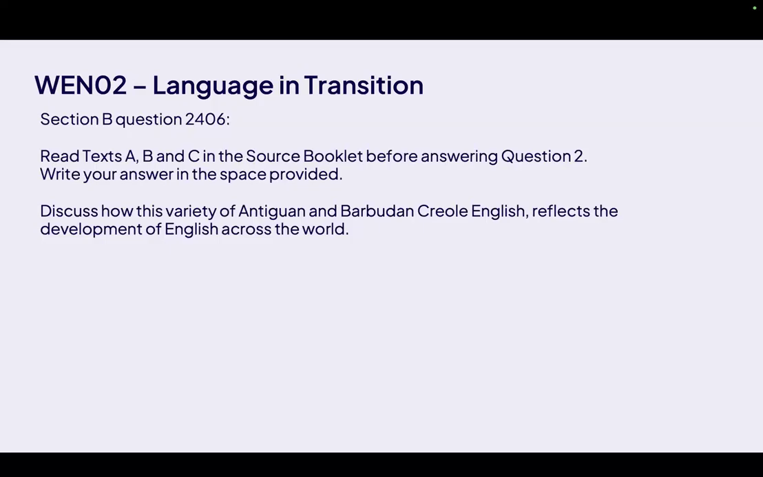And here what the candidates have to do is read those texts again, A, B, and C, and make sure they know them before answering question 2. So obviously they've read them for question 1. So this is just revisiting them, reminding themselves. And the question is, discuss how this variety of Antiguan and Barbudan Creole English reflects the development of English across the world. The rubric doesn't change.